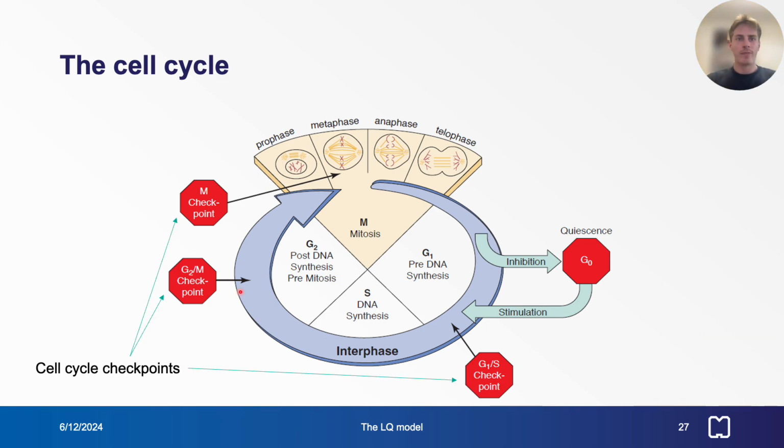Cell cycle checkpoints are regulatory mechanisms that ensure the proper progression of the cell cycle. They monitor the cell's internal and external environment to verify that critical processes such as DNA replication and chromosome segregation occur accurately. If errors or damage are detected, these checkpoints delay or halt the cell cycle to allow for the repair, or if the damage is irreparable, trigger programmed cell death.